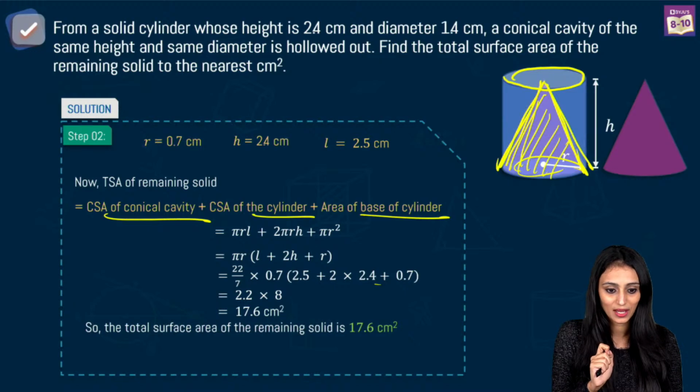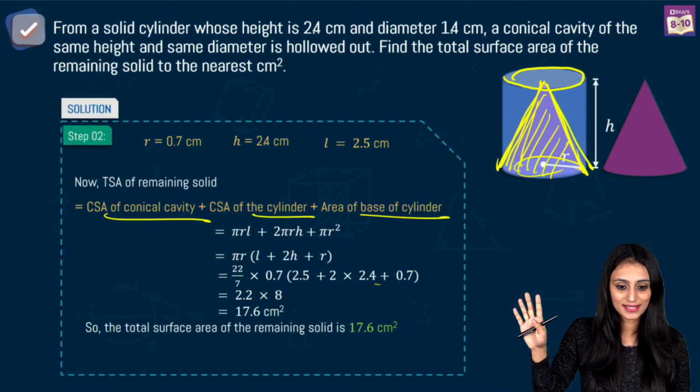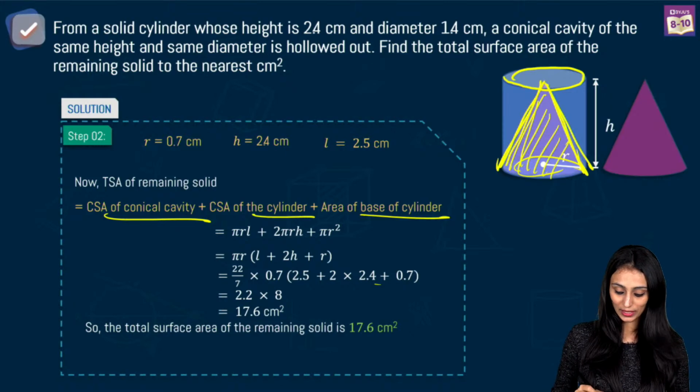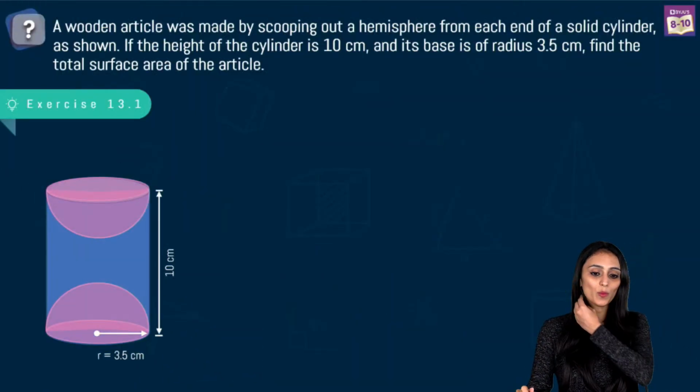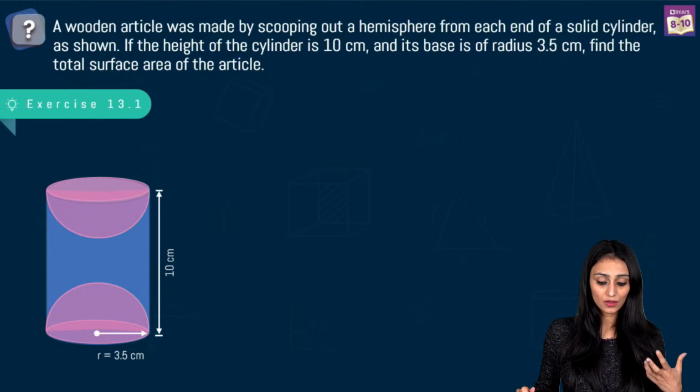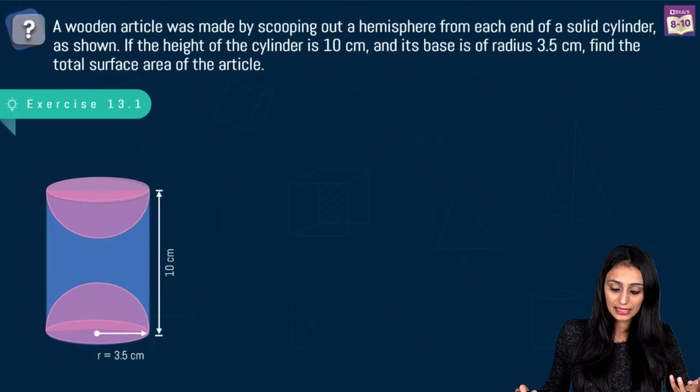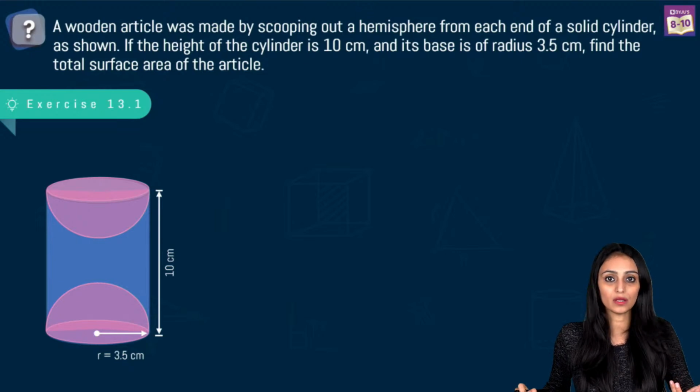All right. I hope it's clear to everyone now. Yes? All right. Okay. Let's move ahead. Let's take a look at question number 4 now. A wooden article was made by scooping out a hemisphere from each end of a solid cylinder as shown. If the height of the cylinder is 10 centimeter and its base is of radius 3.5 centimeter, find the total surface area of the article.